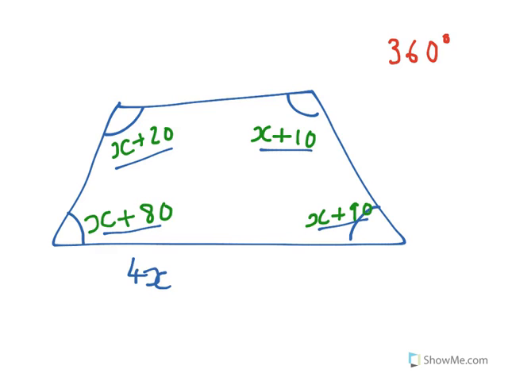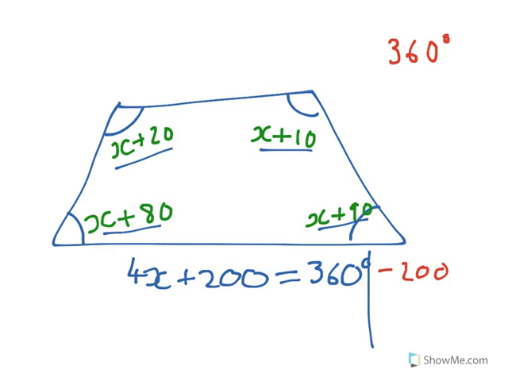And if I add up, 80 and 20 makes 100, 90 and 10 make 100, so it's plus 200. And that adds up together to give our full degrees, 360 degrees. Let's do our workings. So minus the 200, 4x gives us 160. Then we divide by 4. x equals 40.